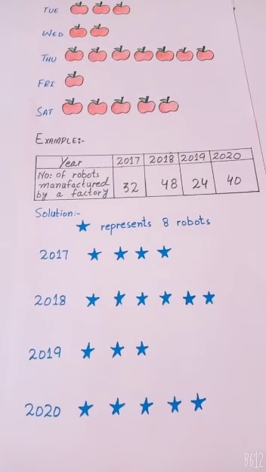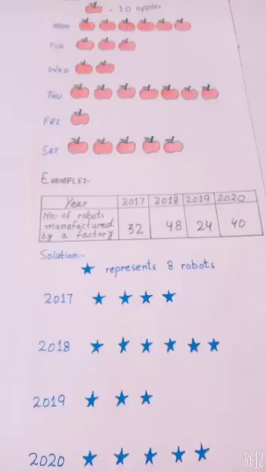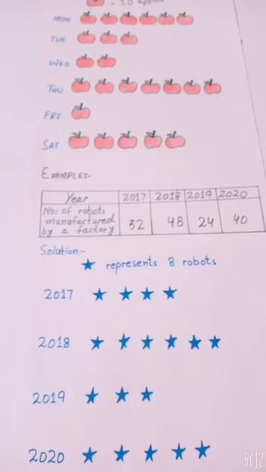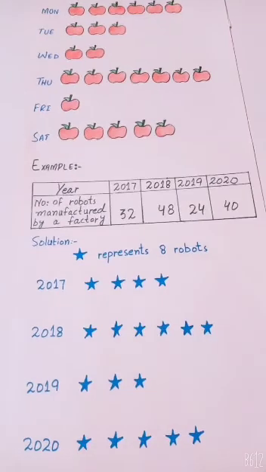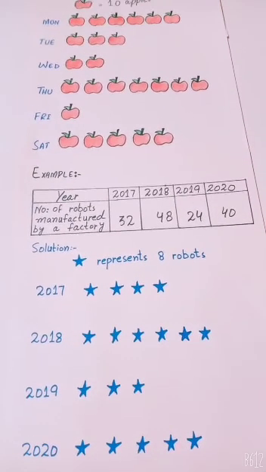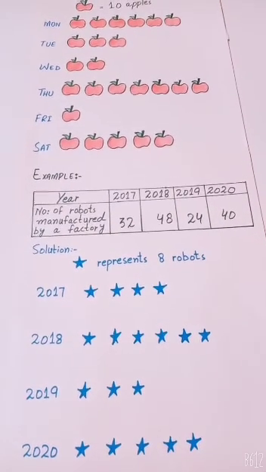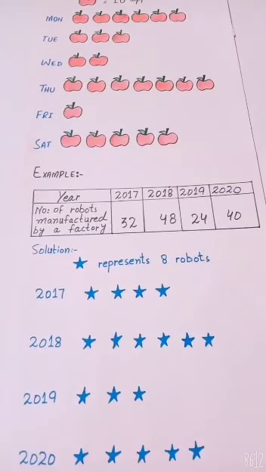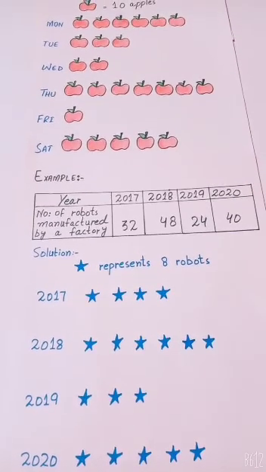I'll tell you the main points of a pictograph. Number 1: choose a suitable scale. Number 2: pick a suitable picture or symbol that accurately represents your data, meaning pictures should be below one another.